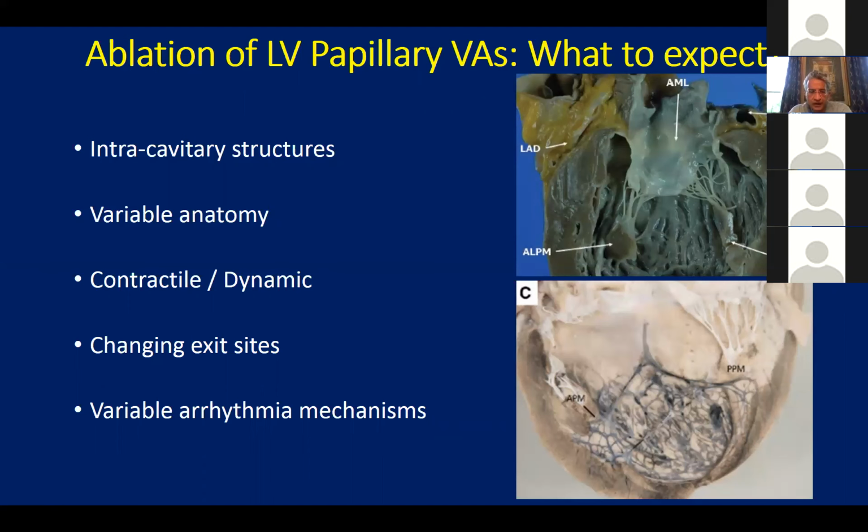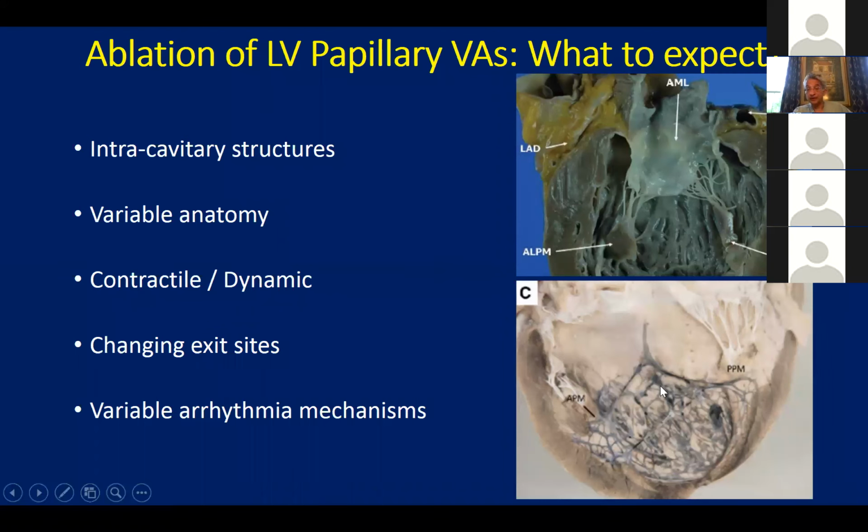A few things about the papillary muscle itself. Obviously, it's an intracavitary structure, so it juts out within the cavity of the left ventricle. Even though we think about papillary muscles as having a fairly well-defined anatomy with two heads for each of the papillary muscles, this is actually not always the case. The anatomy itself can be variable, the thickness can be variable, and they are contractile structures, so they're fairly dynamic, and so they are hard to really balance your catheter on and map.